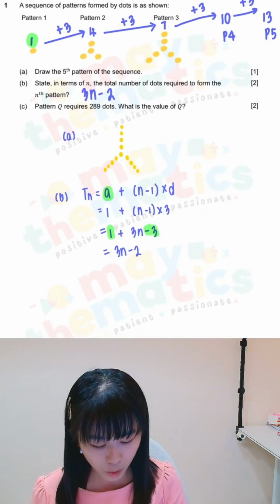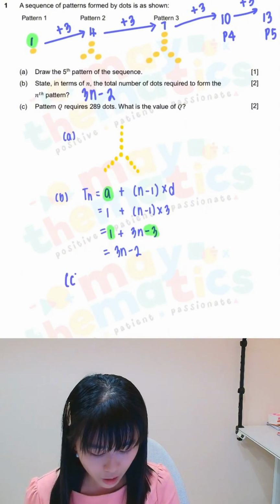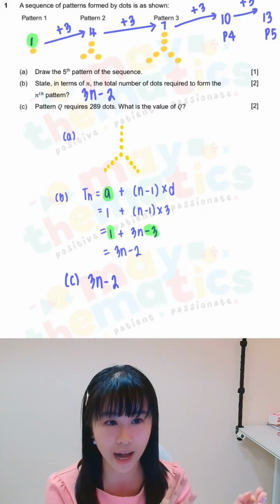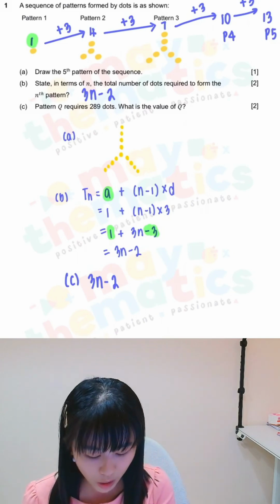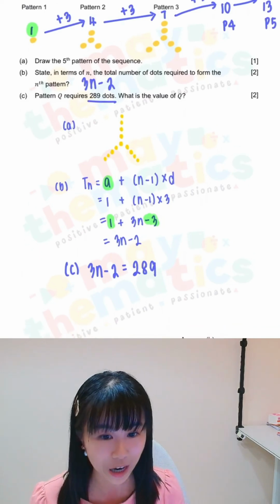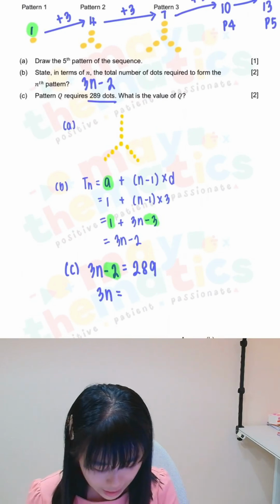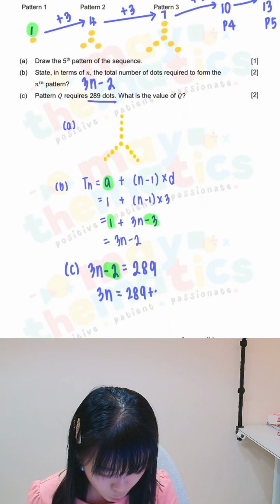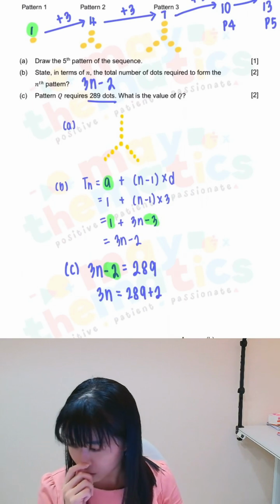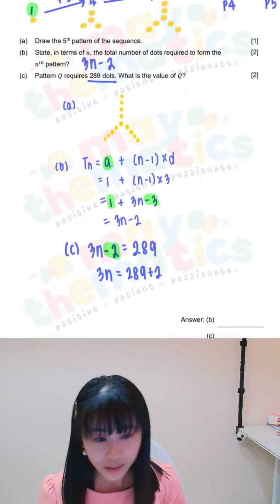Basically we make use of part B. Because in part B, we know the pattern is 3n minus 2, right? This formula will give you how many dots there are for this question. And we know that for this part it gives you 289 dots. So we must equate first. If you want to move the minus 2 to the other side, by now you should know it becomes a plus 2. So 289, 289.